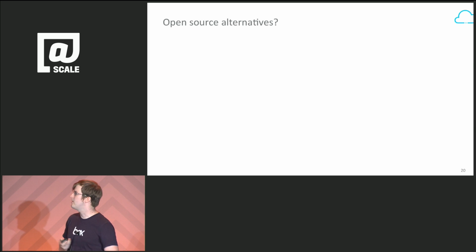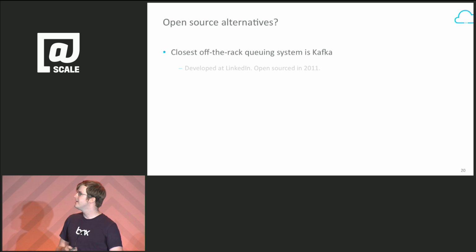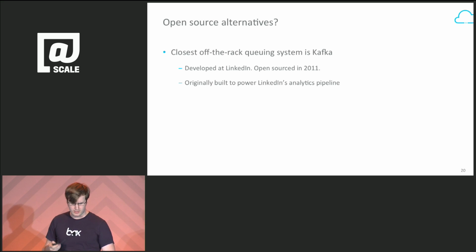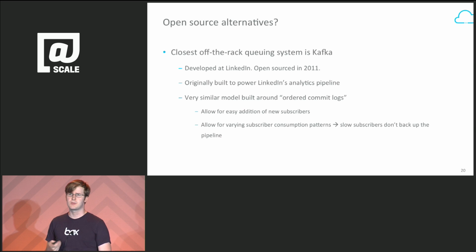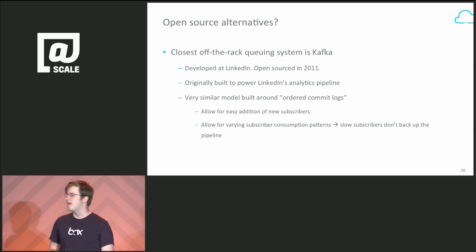There is one obvious one, which is Kafka. It's the closest off-the-rack queuing system to what we've built. Developed at LinkedIn, open sourced in 2011, really built to power LinkedIn's analytics pipeline. It's a very similar model built around what they call ordered commit logs, and they did it for very similar reasons: to make it easy to add new subscribers on the stream and to support subscribers that consume from the stream at very different rates. Some consume in real time, some once an hour, some once a day, and the slow subscribers don't cause any pain to the other subscribers in the system.